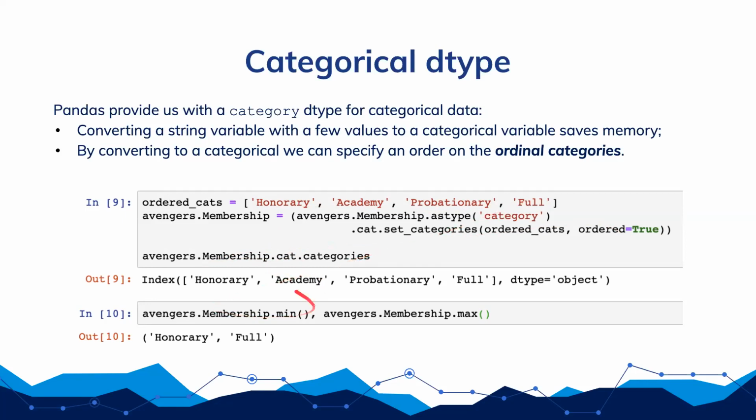And so now you can do things like ask for the min of this field, which you wouldn't think makes sense in a string field, but for a categorical field with an order, it makes sense, because now the minimum is the honorary. The max is full. You can have a few others as well. Of course, you cannot do the mean or median. But you get a categorical field with an order. Does this make sense so far?